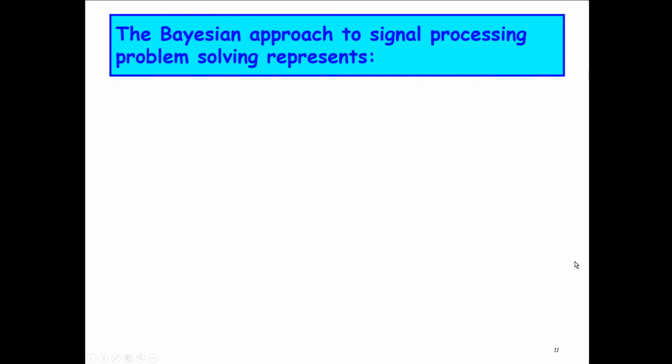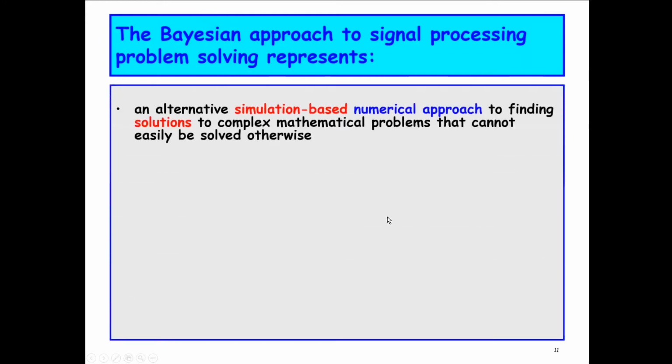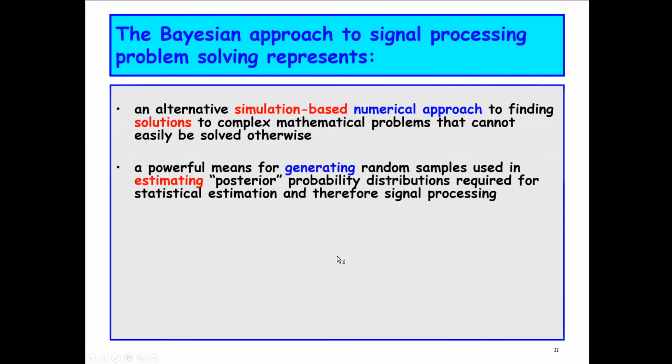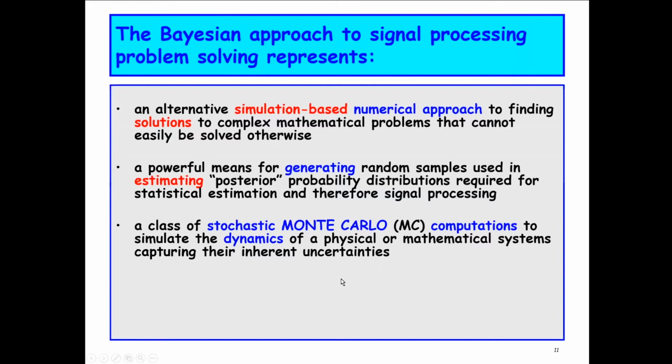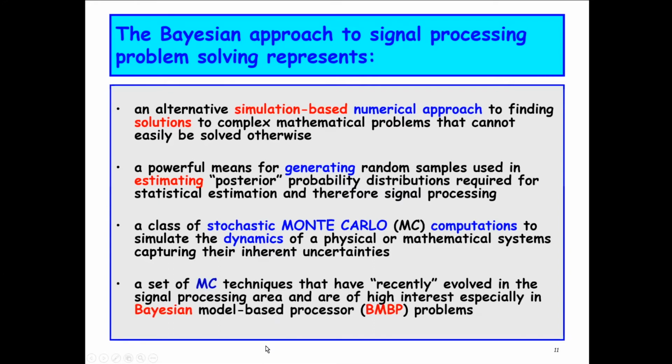So the Bayesian approach to the signal processing problem represents an alternative. It's a simulation-based numerical approach because you have to generate the random samples. And it's been used for many years to solve complex mathematical problems that can't be solved otherwise. It's a powerful means for generating random samples used in estimating the posterior. It's a class of stochastic Monte Carlo computations to simulate the dynamics of a physical or mathematical system, capturing their inherent uncertainties. And it's really a set of Monte Carlo techniques that have recently evolved in the signal processing area. It's not recent anymore, but roughly around 2000, around that period of time.